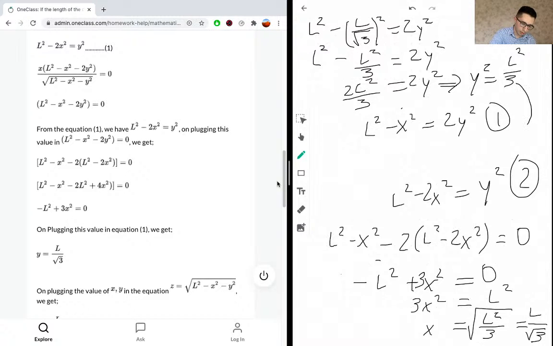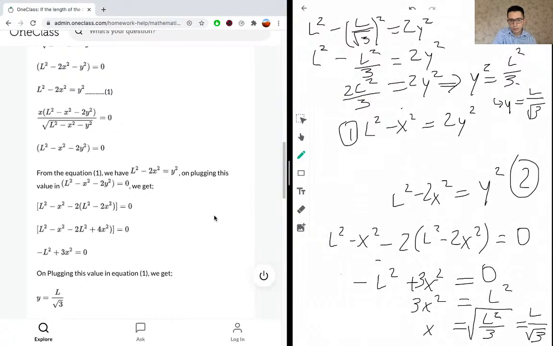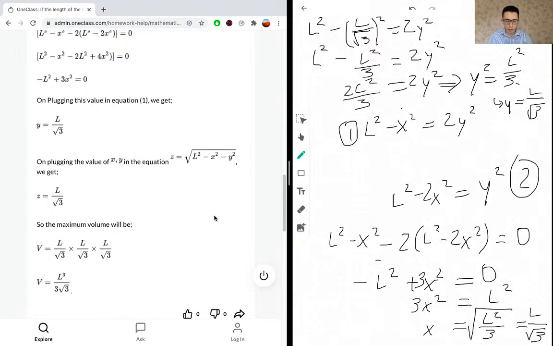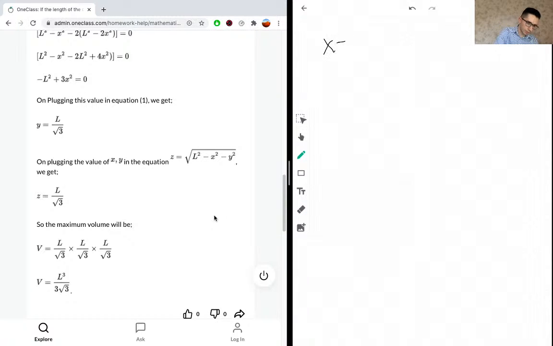I'll just erase this right here. So this is our equation 1. We know that y is equal to L over square root 3. Okay, so we have the value of y and x where the volume is a maximum. So let me just clear the board here. When x equals L over square root 3 and y equals L over square root 3, we get a maximum volume.